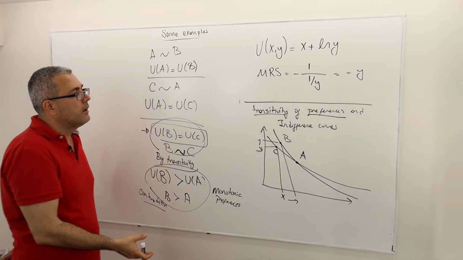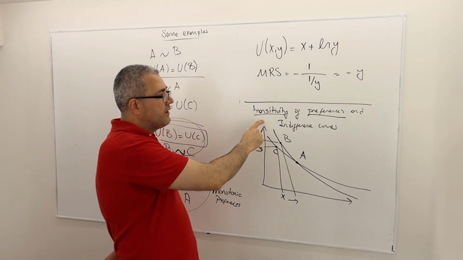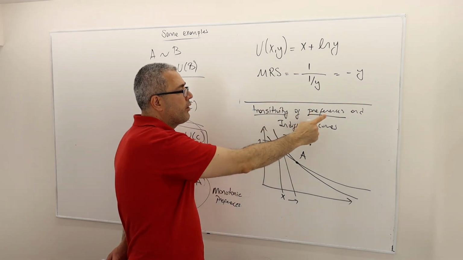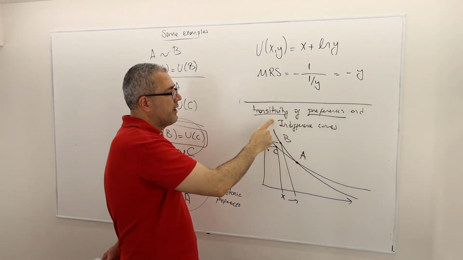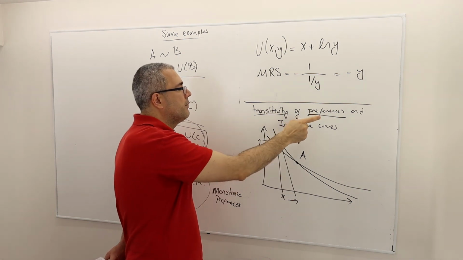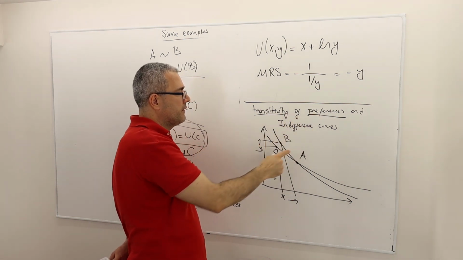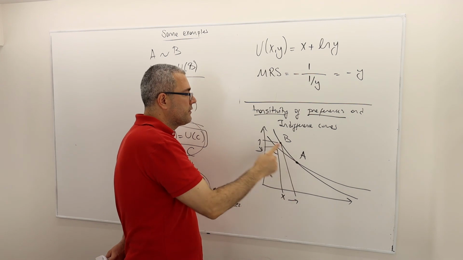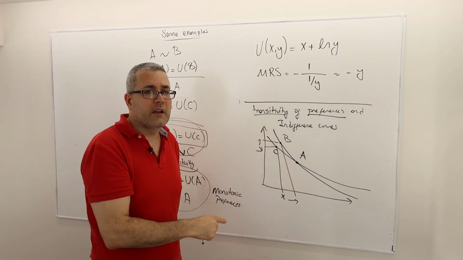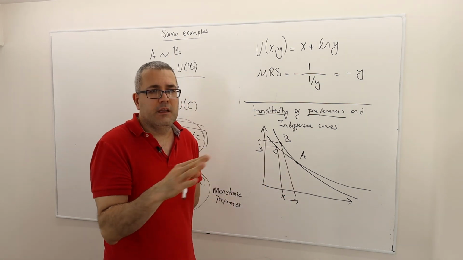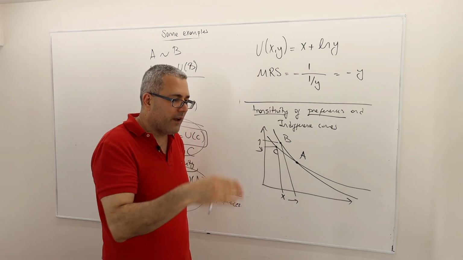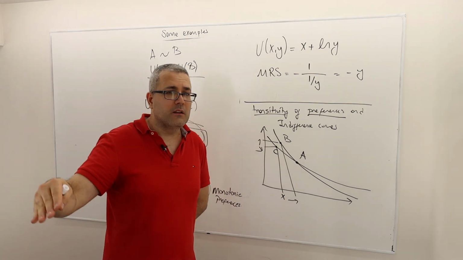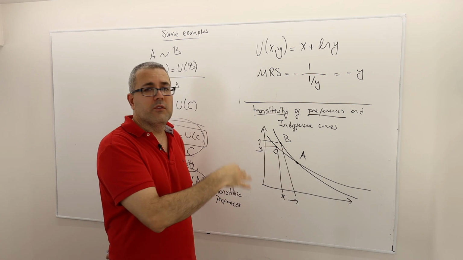So therefore, with transitive preferences, which are transitive by definition, and increasing monotonic preferences, their indifference curves cannot cross one another. Never. It's impossible. So therefore, they have to be parallel to one another in this space.